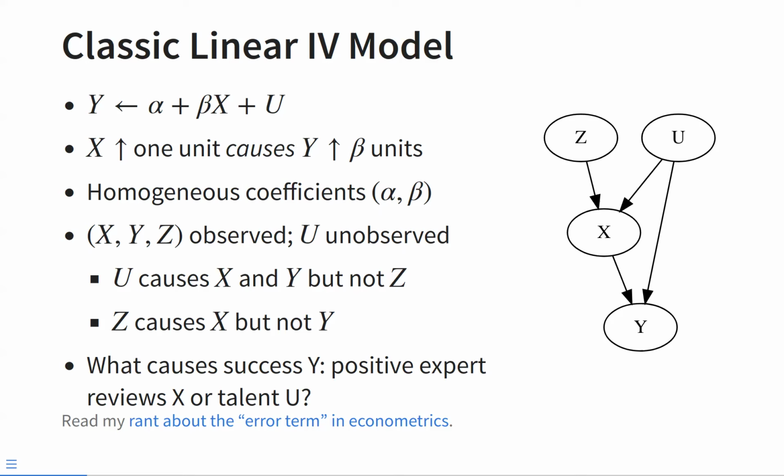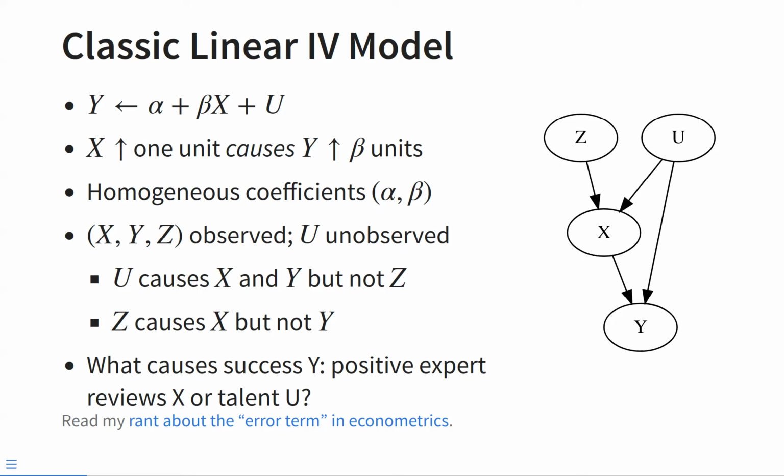So these alpha and beta things that we see here, they're constants. They don't vary across individuals. And in this particular example, x, y, and z are things we can observe, and u is something that we can't. So on the right-hand side of this slide, I've got a little directed acyclic graph. You remember those, perhaps, from our lecture on bad controls, when we looked at selection on observables.